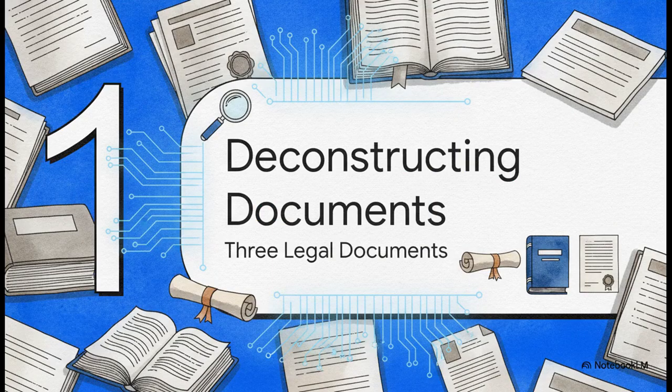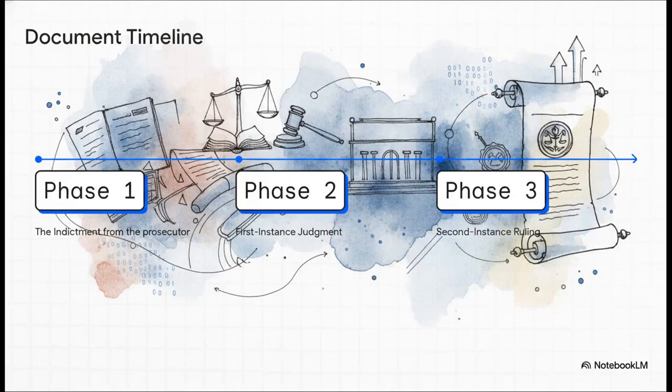All right, part 1. Deconstructing 3 legal documents. Now, to properly audit any legal process, we have to know exactly which papers are sitting on the desk, right? The source material we're looking at scrutinizes 3 sequential documents, specifically tracking how arguments and evidence were passed down from the initial charge all the way to the final appellate ruling. Phase 1 is the indictment from the prosecutor, Phase 2 is the first instance judgment from the trial court, and Phase 3 is the second instance ruling. That's the appellate court's final decision. The AI basically looked at how the legal narrative evolved, or didn't evolve, across this entire timeline.